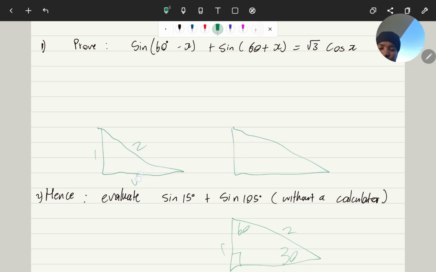1, 2, square root of 3, 60, 30, 1, 1, square root of 2, 45, 45, 90. Cool.